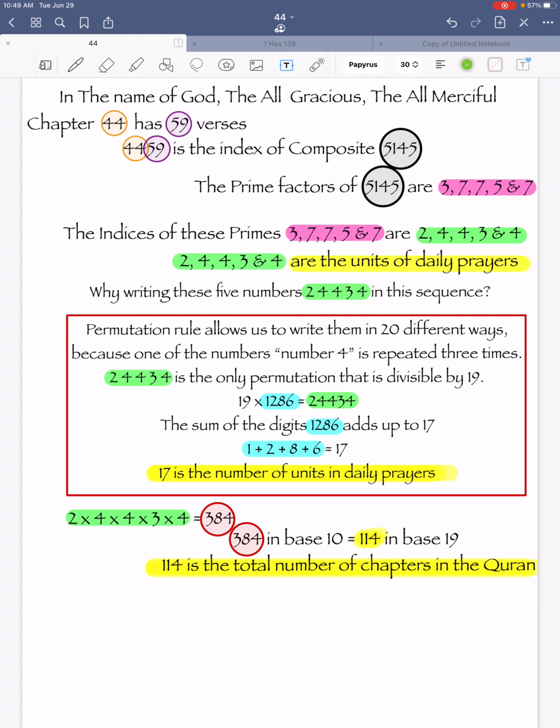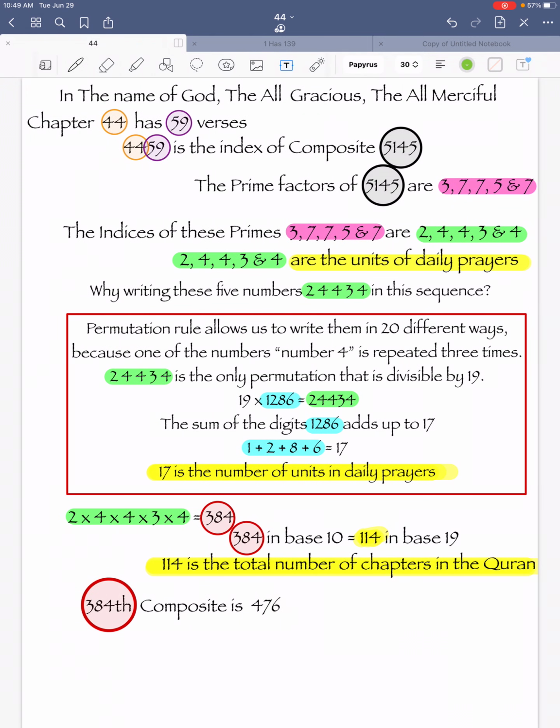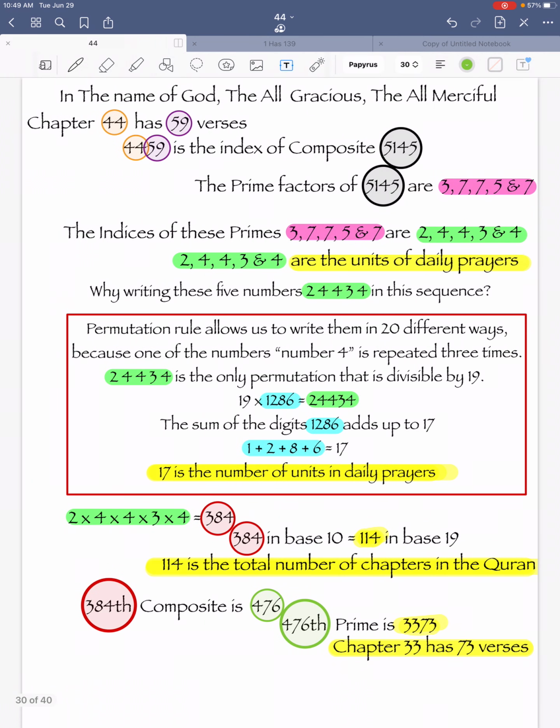Easy math to follow. Powerful statements at every turn, every corner here. There is more. 384 composite is 476. 476 prime is 3373. And that means chapter 33 has 73 verses. God told us so far, mathematically, in chapter 44, 5 daily prayers, 17 units in those 5 daily prayers, the total number of chapters in the Quran, and the total number of verses in chapter 33.